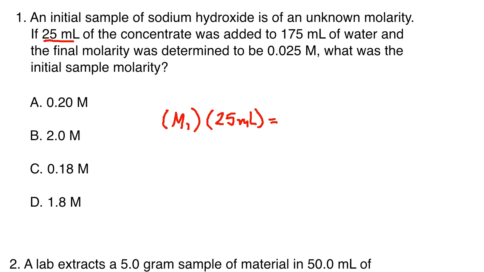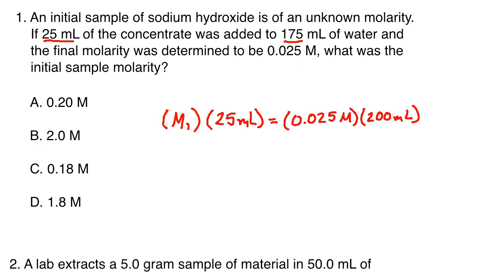And so then if we take a look at M2, M2 would be the concentration after dilution, and then V2 would be what? So this is where you have to be careful. You have 175 here, and a lot of students might grab that because they see the second volume. But it says 25 mils of concentrate was added to 175 mils of water. So the real total here is 200 milliliters because it's the total final volume of your solution. That's how you're going to find your molarity.